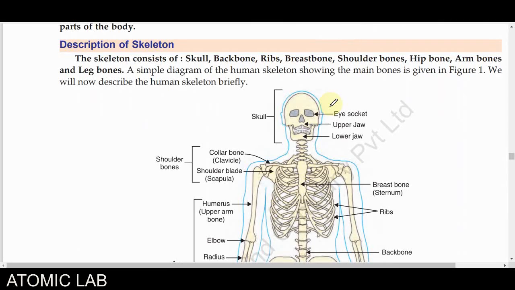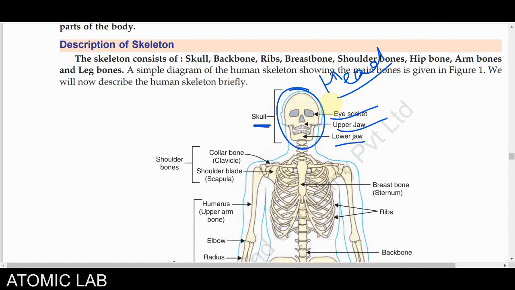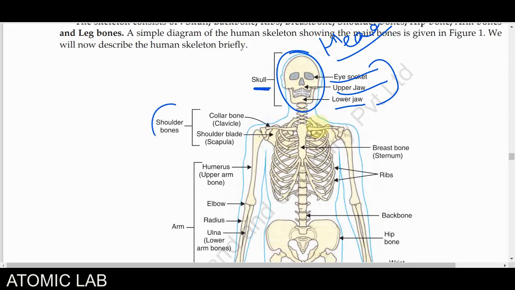As we know, the upper part of our body is known as the head, and the internal part of our head is known as the skull. All the bones that are present in our head are known as the skull. The skull is generally divided into parts like the eye socket, upper jaw, and lower jaw. These are the different types of bones and joints present in our skull, and we will describe them later in this chapter. हम इस चैप्टर्स में इनको डिस्कस करेंगे what are the joints and what are the different types of bones present in our skull.